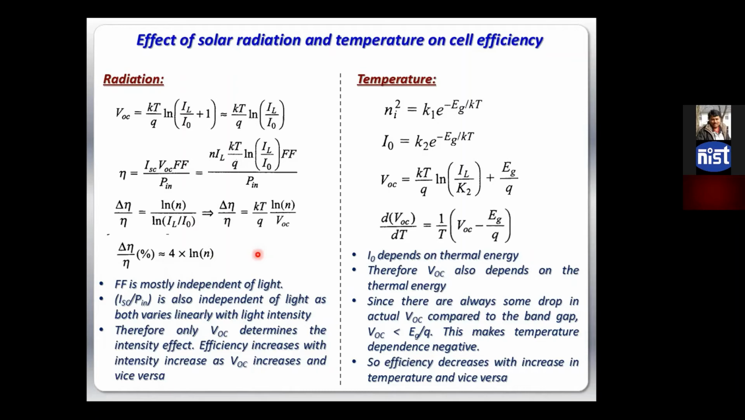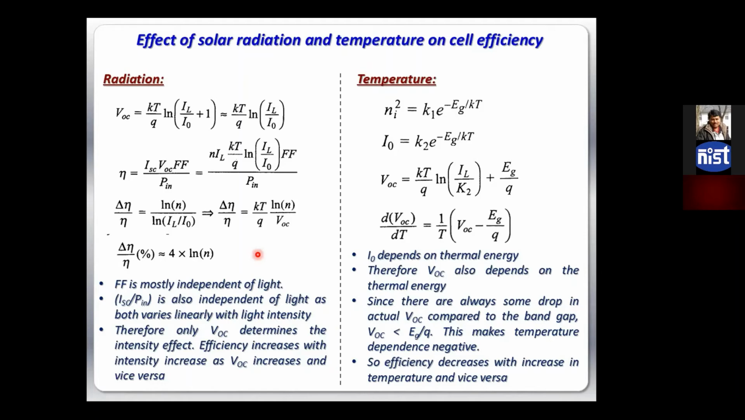So this is a good thing, right? So if you have a solar cell of 21% and suppose your intensity is varying and going higher, that means you will have 4% more efficiency. That is fine. But what about the temperature? Increasing intensity will also increase temperature, right?